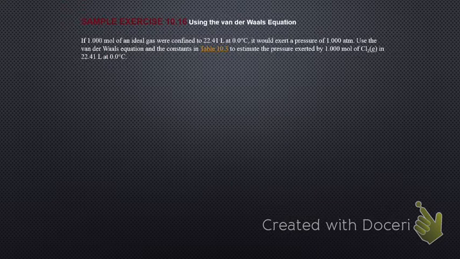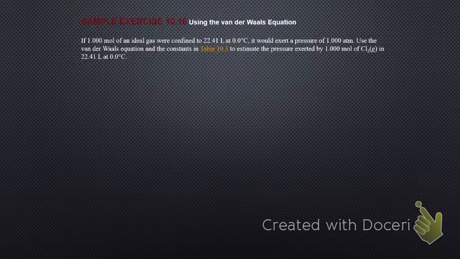Okay, so let's just look at this example. We have 1 mole of an ideal gas. If 1 mole of an ideal gas was confined to 22.41 liters at 0 degrees Celsius, it would exert a pressure of 1 atm. Use the van der Waals equation and the constants in table 10.3 to estimate the pressure exerted by 1 mole of chlorine gas at 22.41 liters at 0 degrees Celsius.